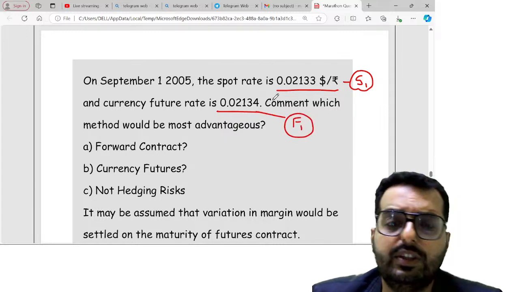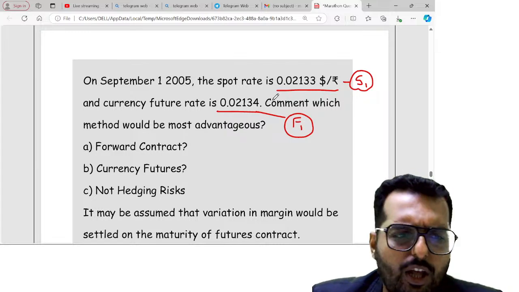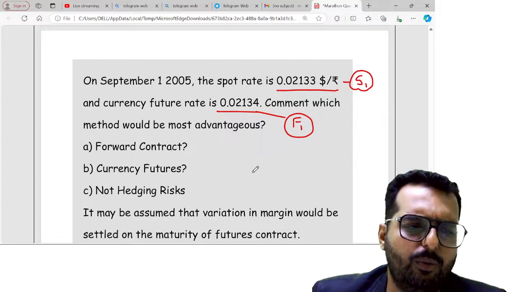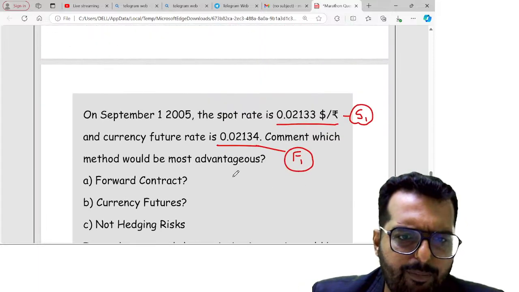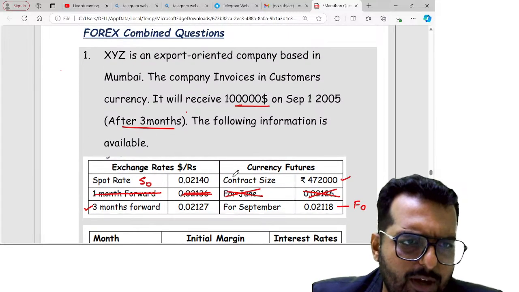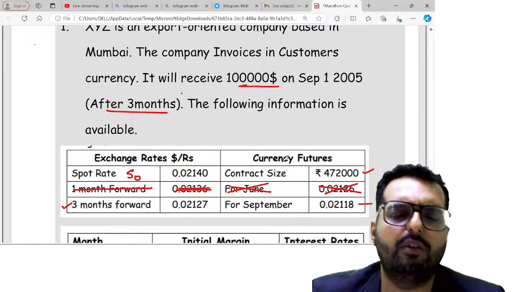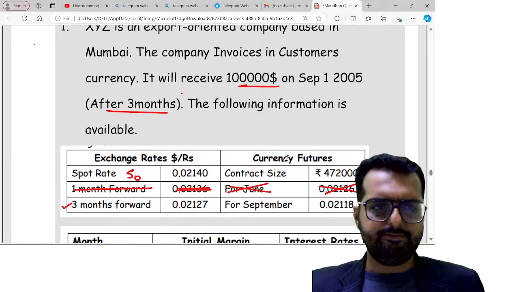Now they are asking you which is a better one. Should I go for forward, should I go for futures, or should I go for not hedging any particular risk? This is the question. I'll now give you 2 minutes. Read through the whole question and understand it, after which we will do the solving part together.